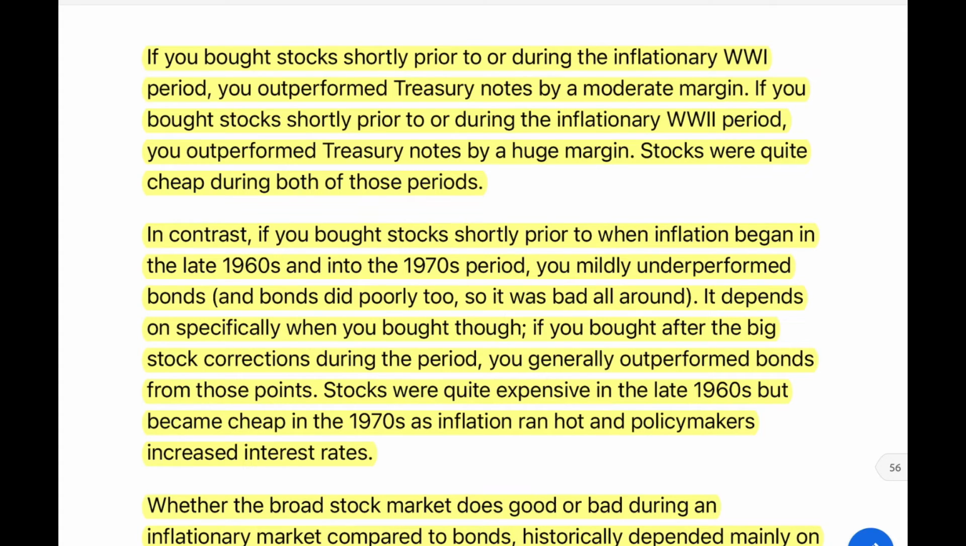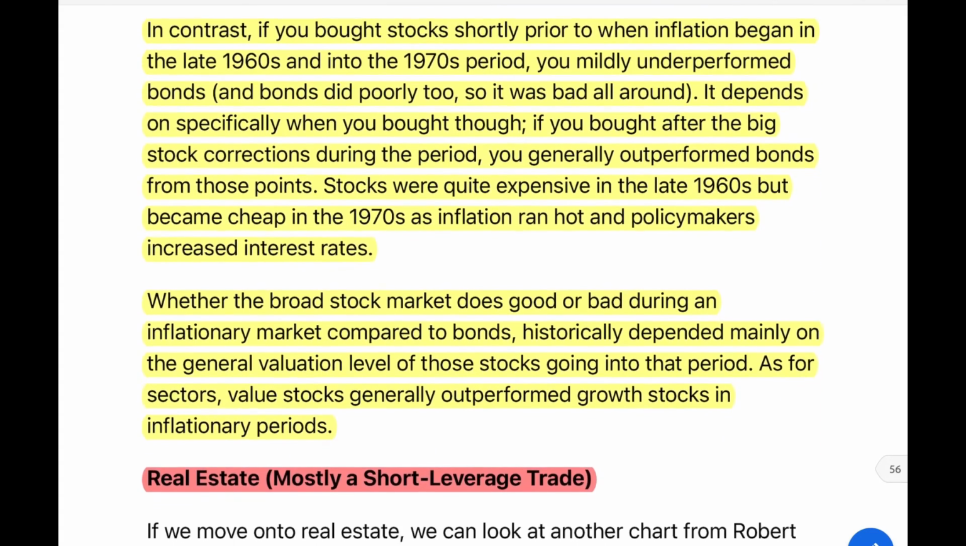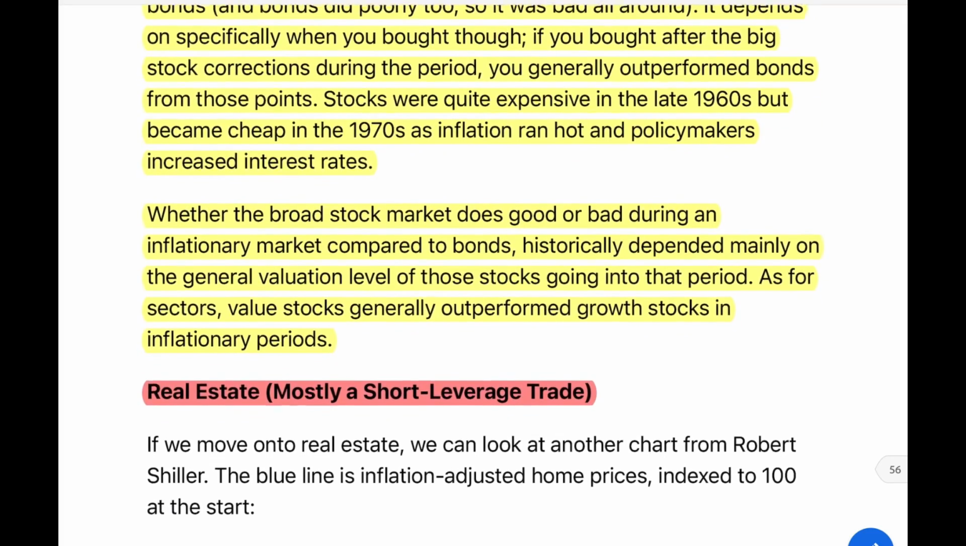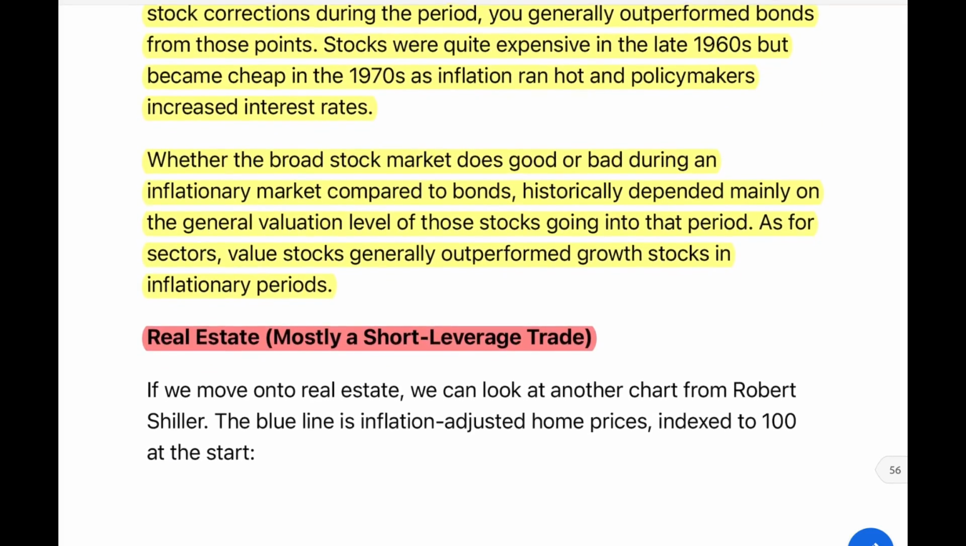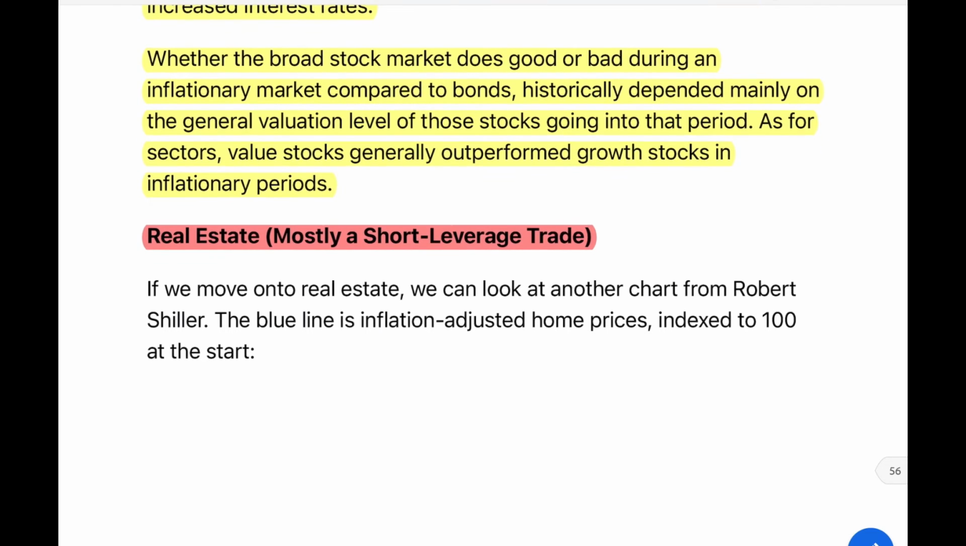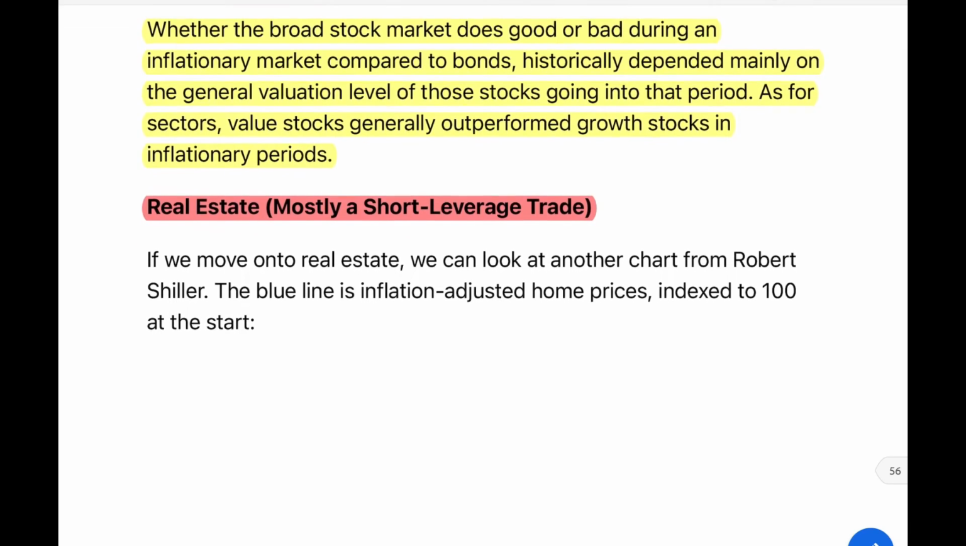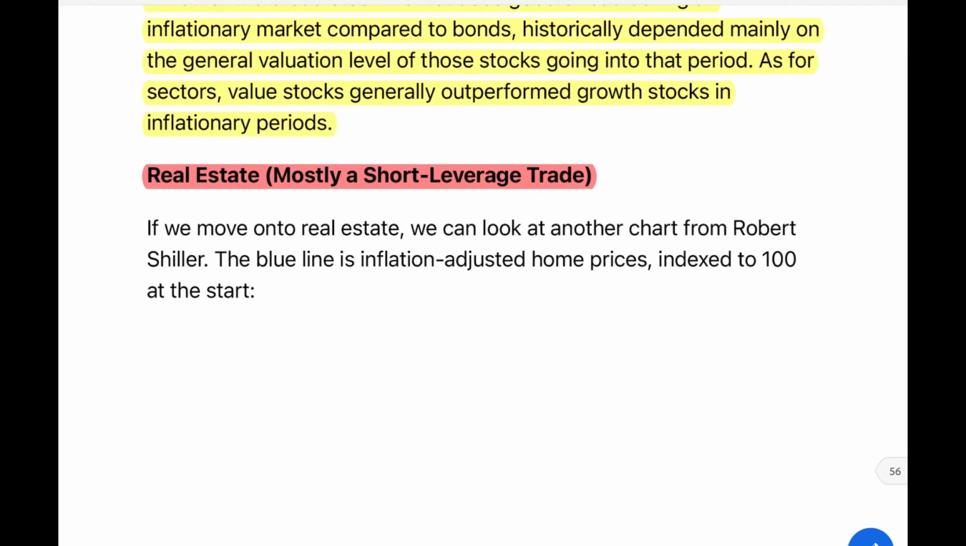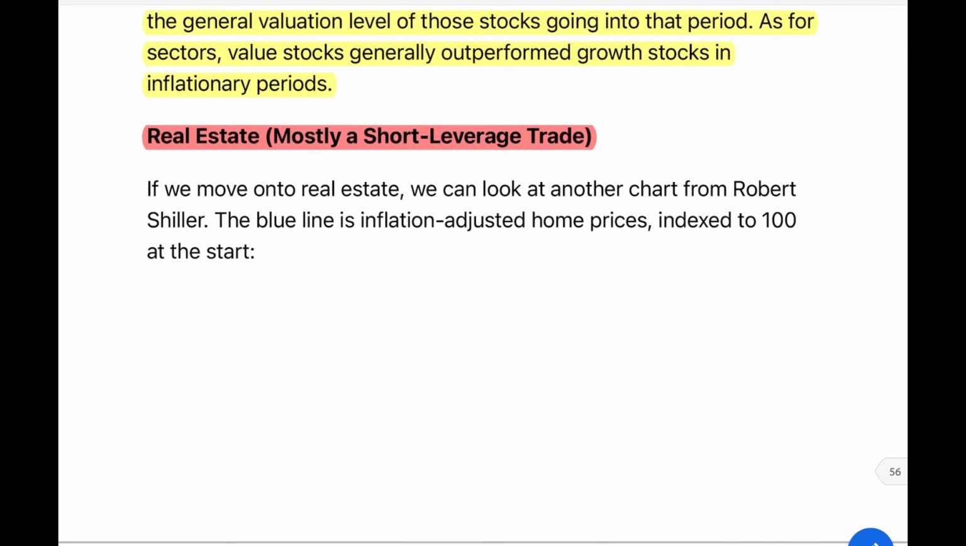In contrast, if you bought stocks shortly prior to when the inflation began in the late 1960s into the 1970s period, you underperformed bonds, and bonds did poorly too. So it was bad all around. It depends on specifically when you bought, though. If you bought after a big stock correction during the period, you generally outperformed bonds from those points. Stocks were quite expensive in the late 1960s, but became cheap in the 1970s as inflation ran hot and policymakers increased interest rates. Whether the broad stock market does good or bad during an inflationary period compared to bonds historically depended mainly on the general valuation level of the stocks going into that period.